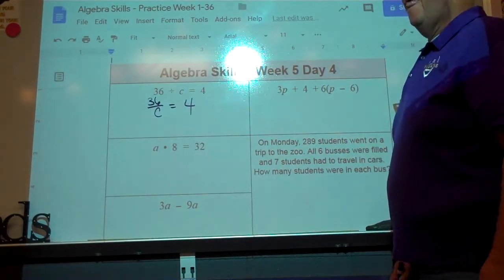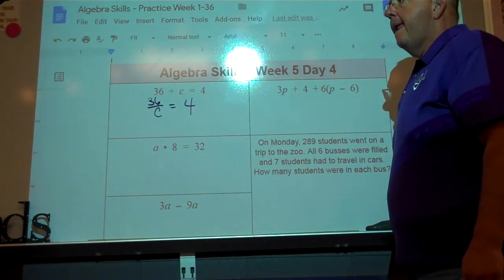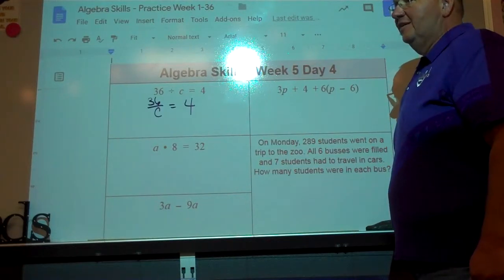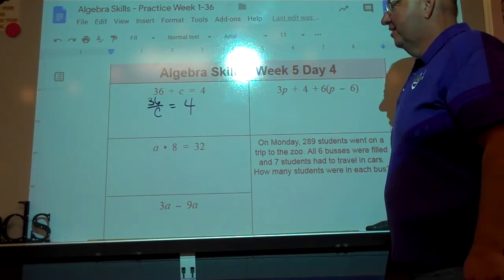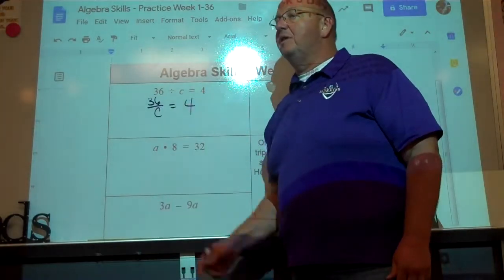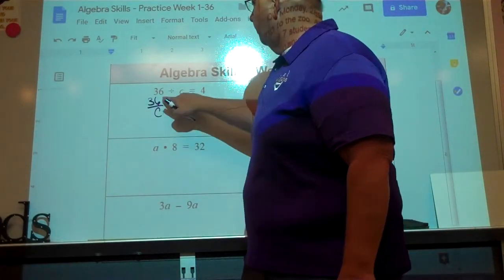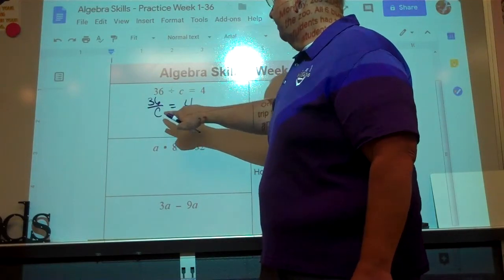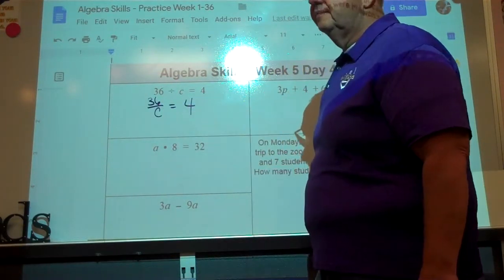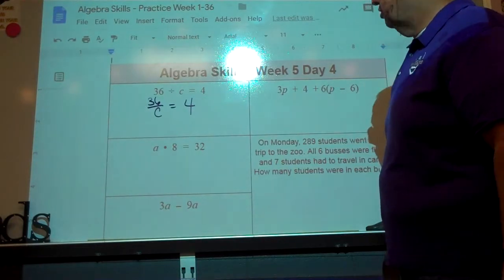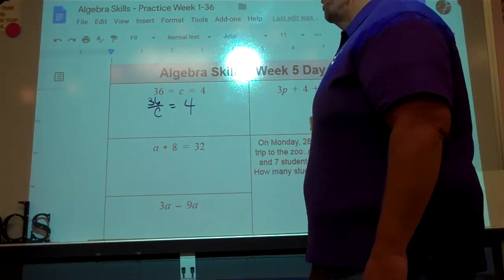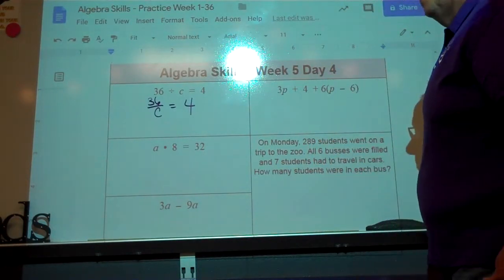No. It does, doesn't it? Yes. Yeah, okay? If we put it on the top, it completely changes the problem, okay? So we have to write it just as it says. 36 divided by C equals 4, okay? So since it's written that way, it's a good question though, okay? So now that we have that, what's next?